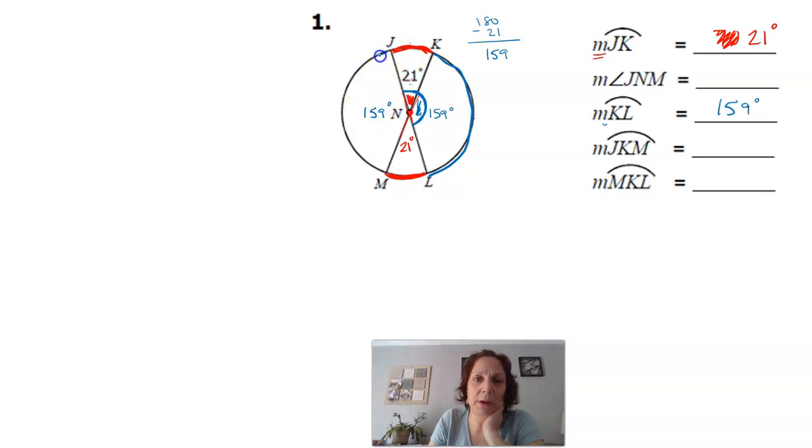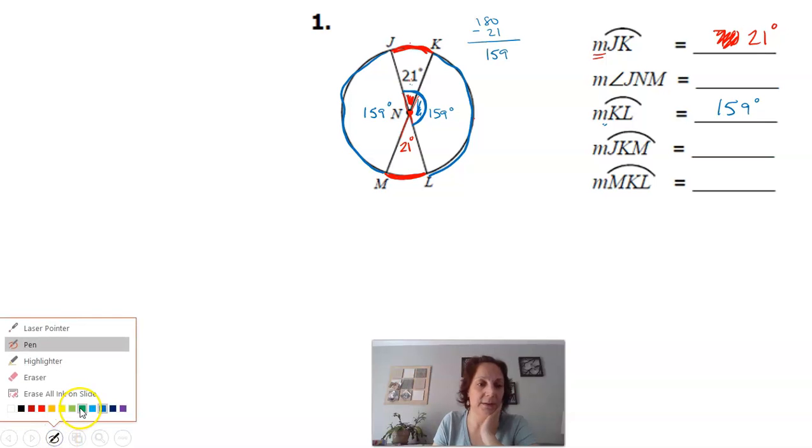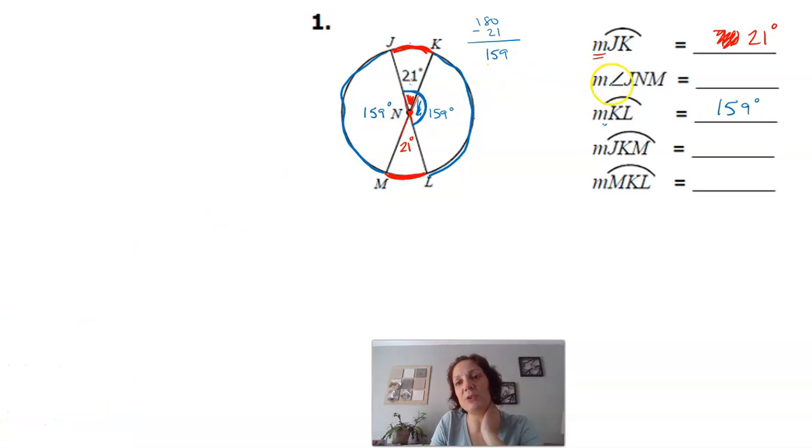So at this point, I know how big all the arcs are. So I should be able to answer the rest of these questions. So let's see here. The measure of angle JNM. JNM. Oh, look at that. We got it. It's 159. We already knew it.